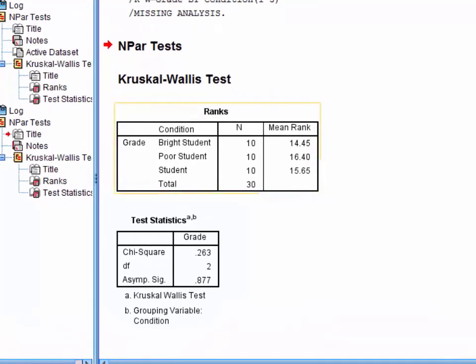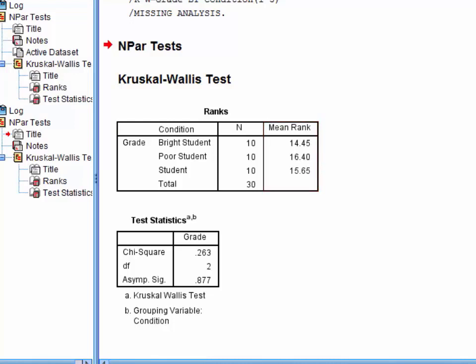First, we have the ranks table here. This shows the number of students for each condition, N, and the mean rank for each condition. In a Kruskal-Wallis ANOVA, all cases in the dataset are ranked and ordered, and then the average of these ranks in each group is calculated. Because the mean ranks appear to be relatively similar between conditions, this indicates that all groups had similar mixes of low, middle, and high ranking grades.